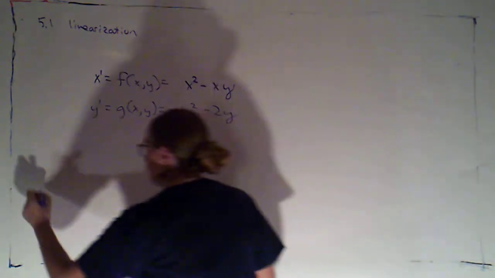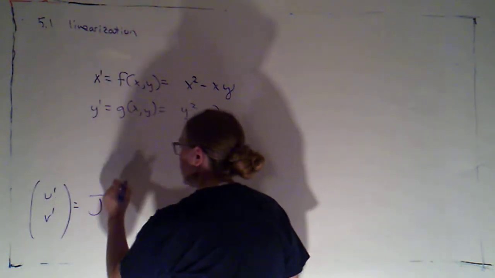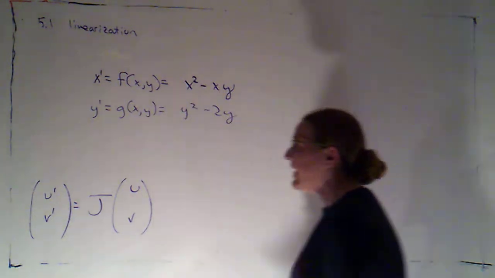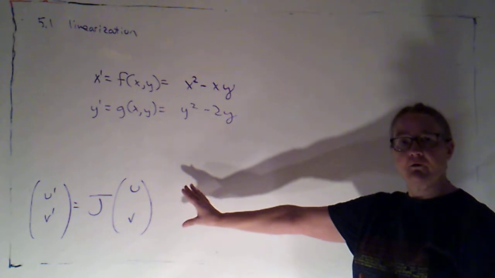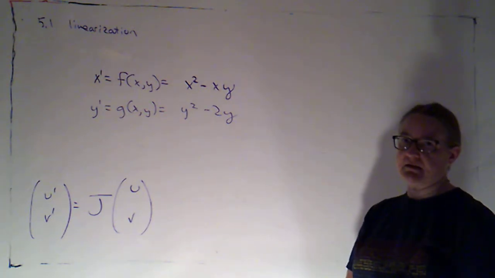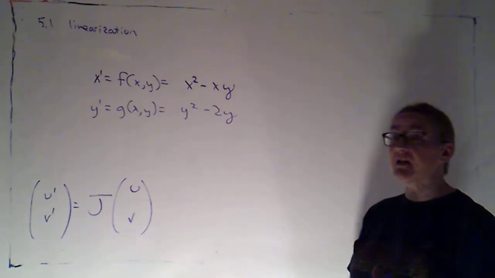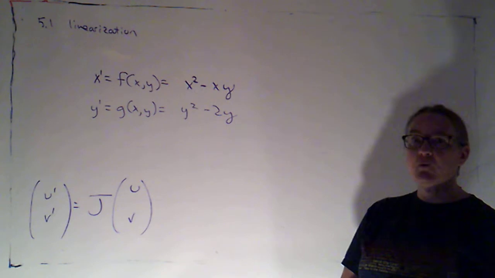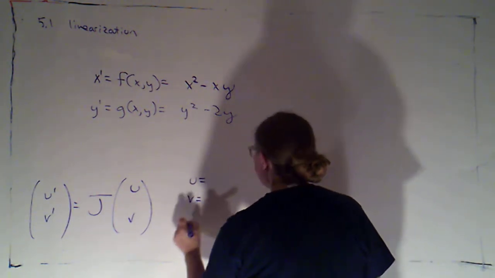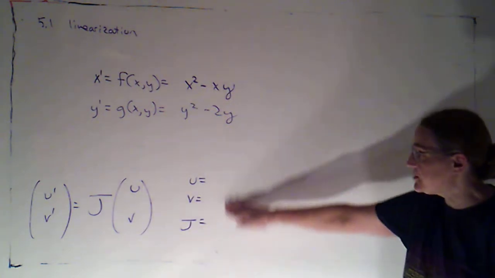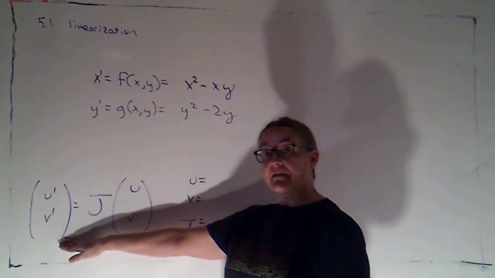Okay, so I know that a linear system is going to look something like this: u prime, v prime equals a Jacobian times u, v. That is not writing the linear system. That is writing the generic formula for a linearized system. But if I want to write a linearized system for a particular equilibrium point, I need to be more specific. I need to specify what's u, what's v, and what's J. I need to describe all of these things more specifically and then plug into the formula.